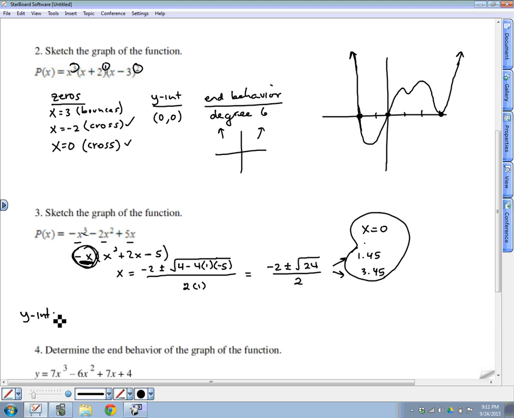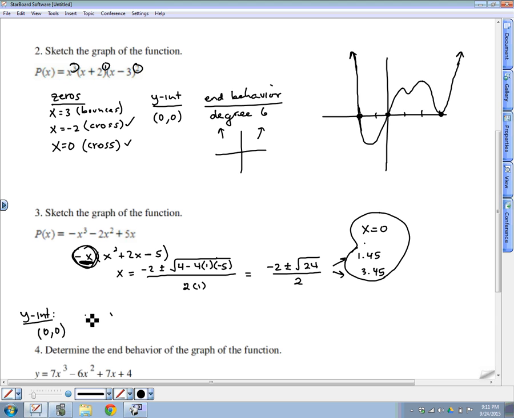So now the y-intercept, if you let all the x's equal 0 in this polynomial, you would get 0 minus 0 plus 0, which is 0. So the y-intercept is 0, 0.